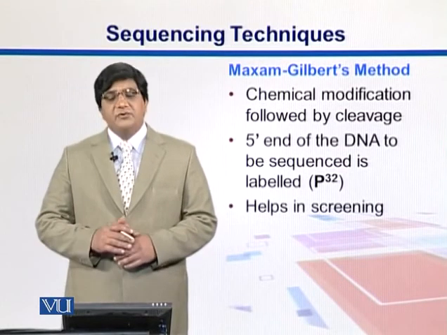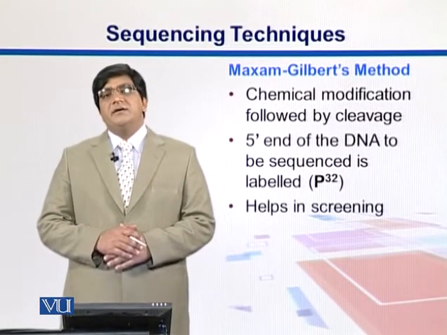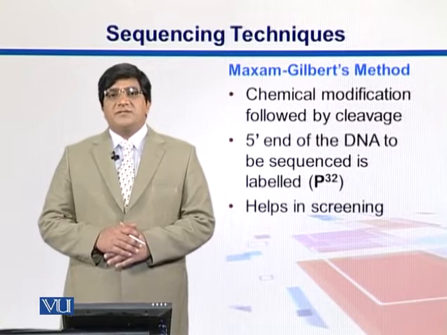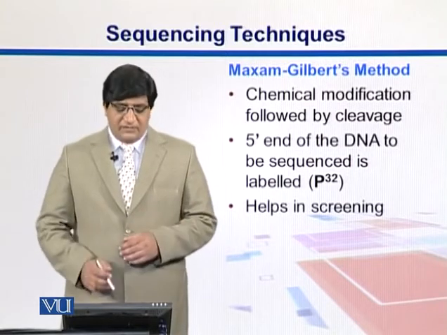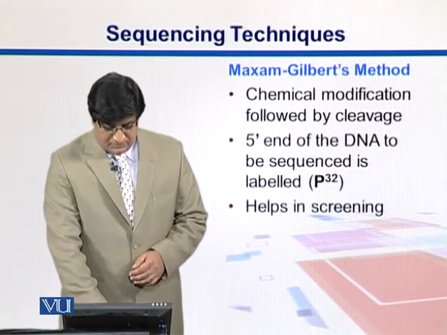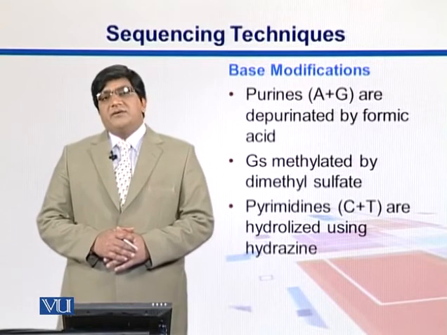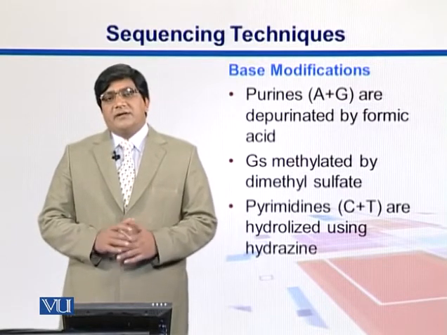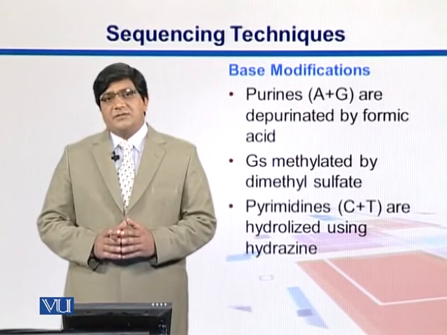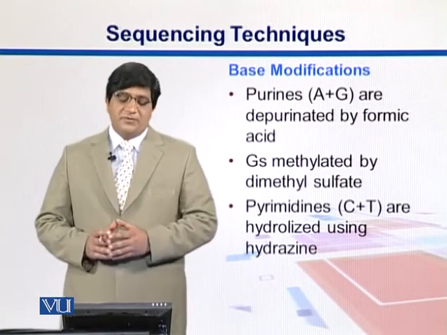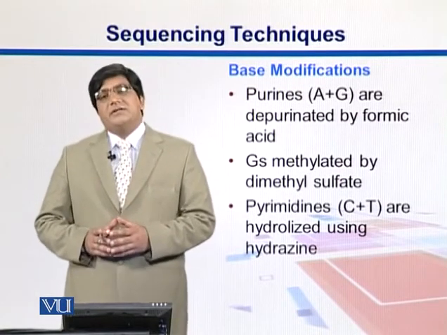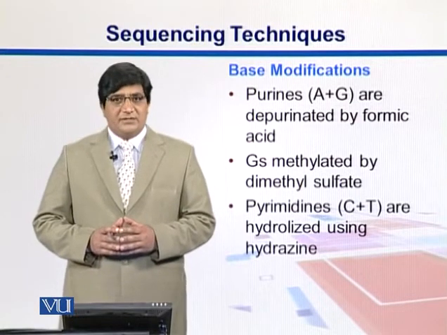And then what we do here is we label the DNA before we modify those bases. This helps in screening of these fragments. So the 5' end of the DNA is labeled with phosphorus P32. The different modifications are done in a way that there are two groups. One group is purines and the other group is pyrimidines. So purines are A and G, and they are depurinated by formic acid.